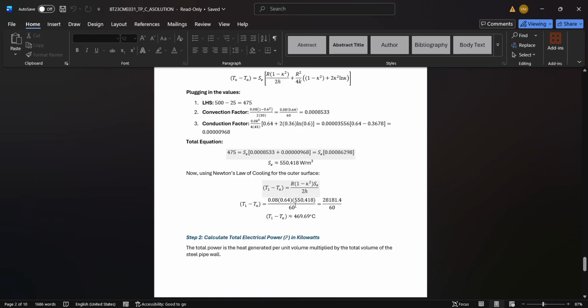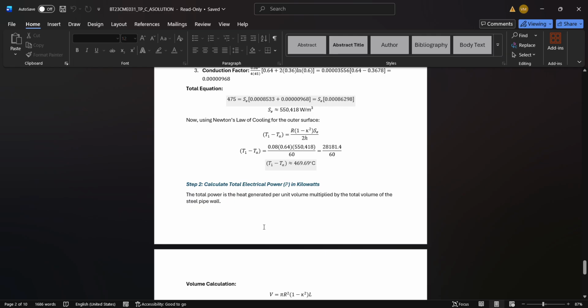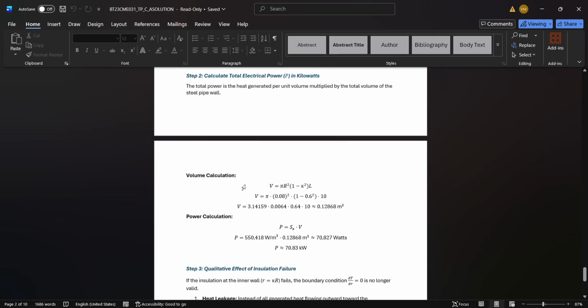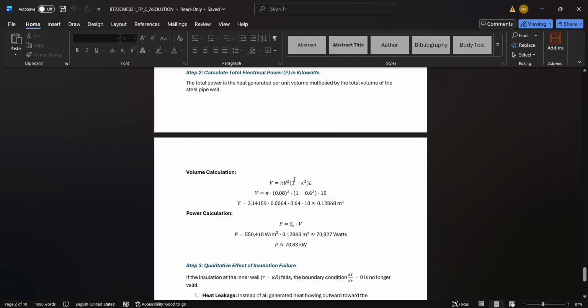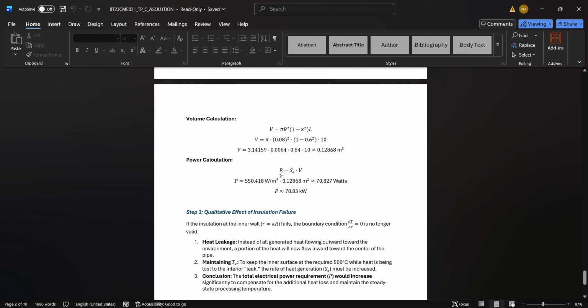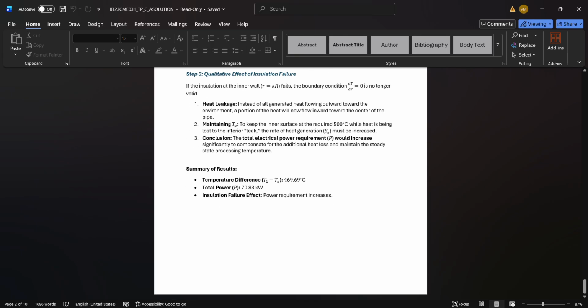Now using Newton's law of cooling for the outer surface, we can calculate T1 minus T_A. Then we need to calculate the electrical power in kilowatts. So first we must know our volume. The volume is pi R squared times 1 minus kappa squared, into L. We got V. Then power calculation: power is equal to S_E into V. So we have S_E and we calculated V above, so we can get the power.